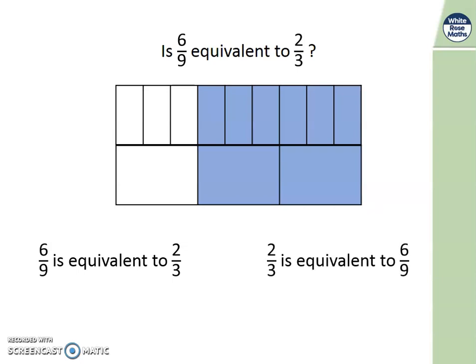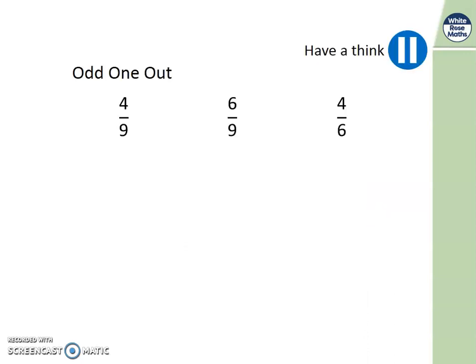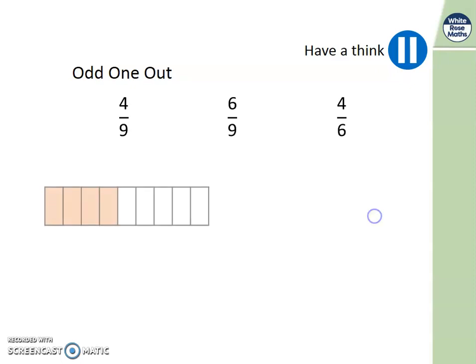2/3 is equivalent to 6/9. They take up the same amount of space. Have a think. Which one of these is the odd one out? Let's build it to check.